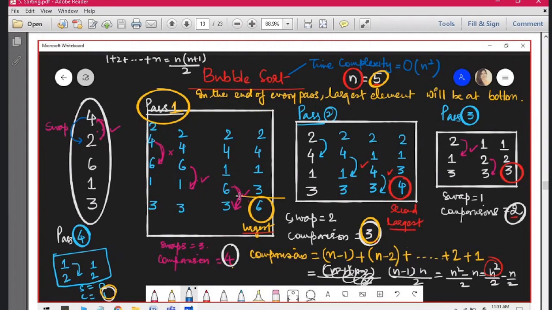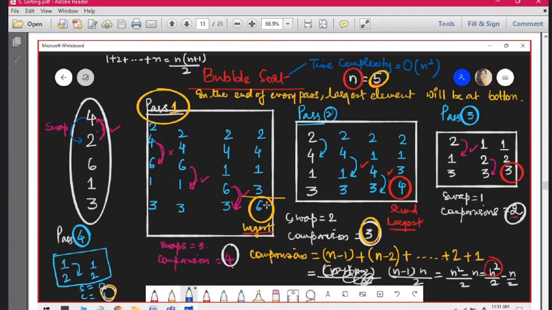And now 6 will be compared with 3. You can see that 6 is greater than 3, so again there will be a swap. Now 3 will be here and 6 will be here. So this is the complete pass 1. After the completion of pass 1, you will notice that the largest element of this list, 6, has come to the end. So in bubble sort, at the end of every pass, the largest element will be at the end.